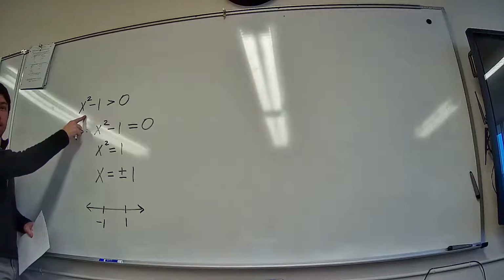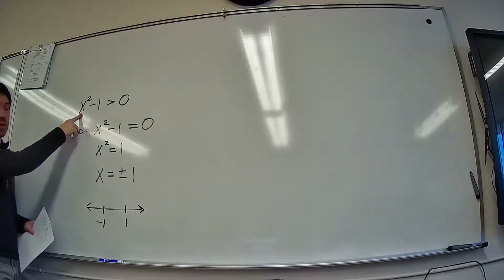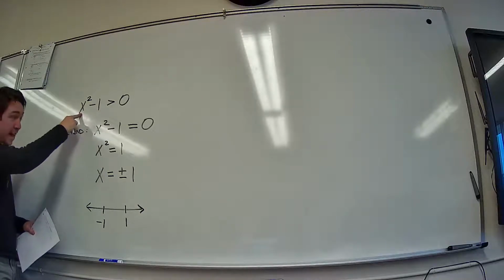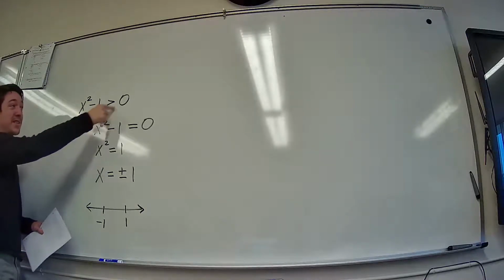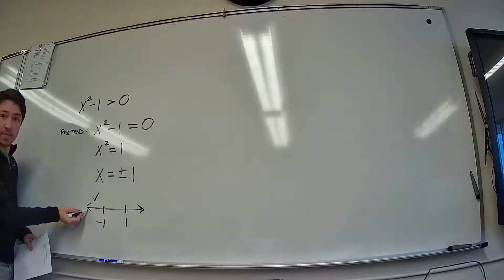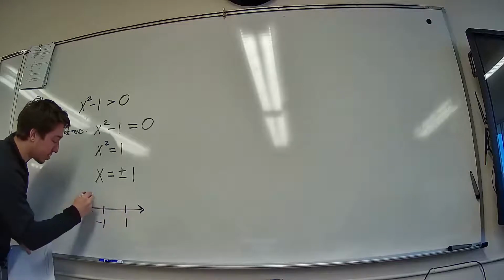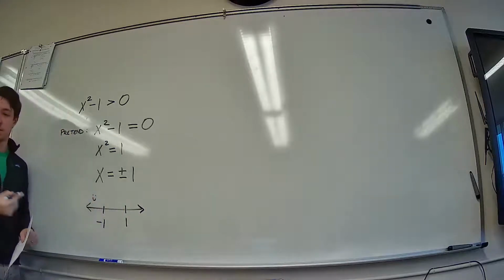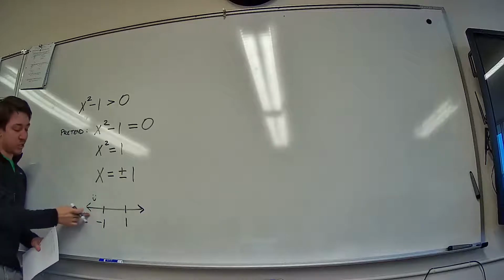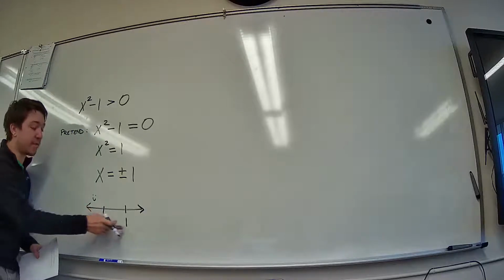Plug it in here. If you plug negative 3 in there, positive 9 minus 1 is 8. Is 8 bigger than 0? Yes. So this region over here is good, so you draw a dot. You can draw a happy face. Basically what we're saying is, if the x value is in this region, to the left of negative 1, you're good. How about if x is between negative 1 and 1?